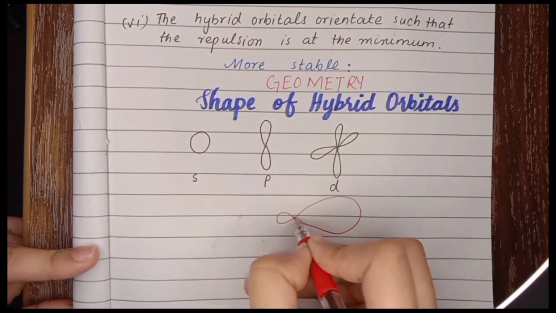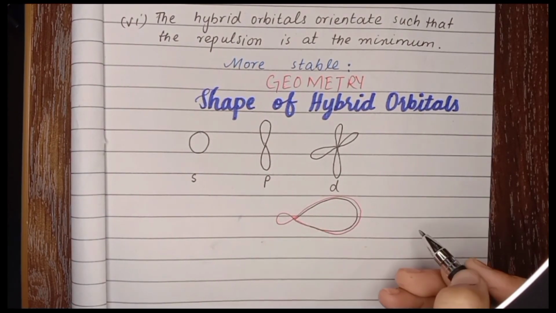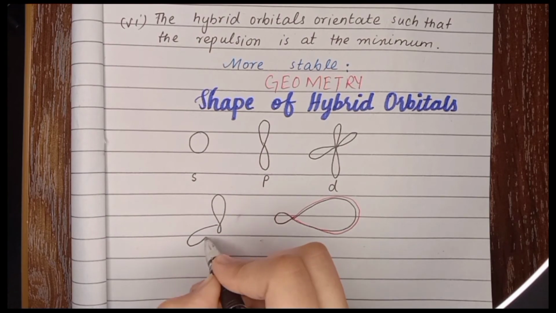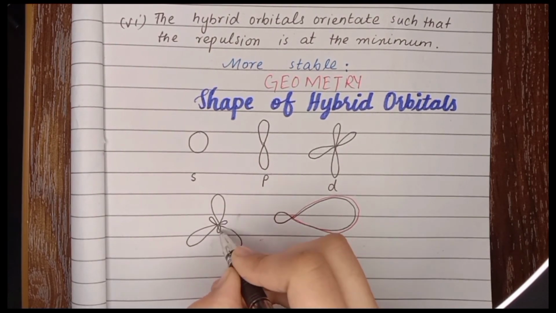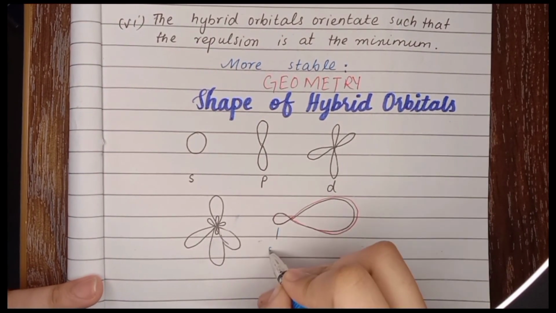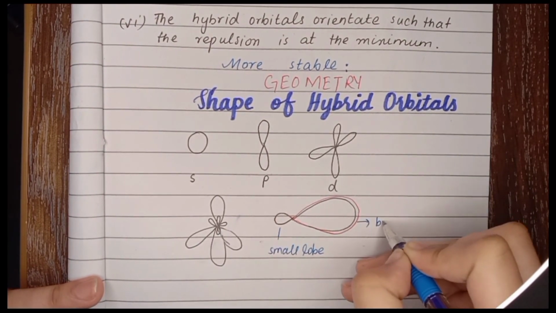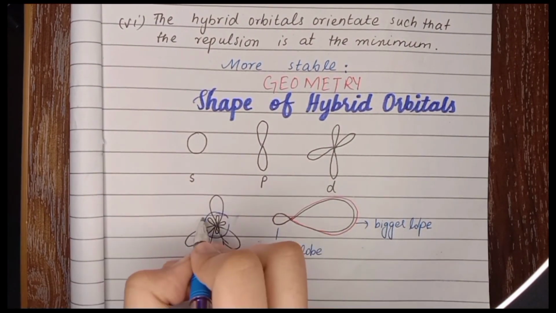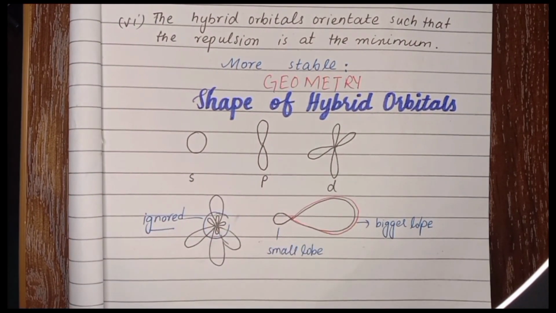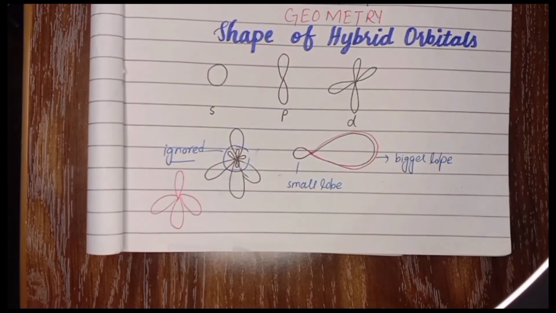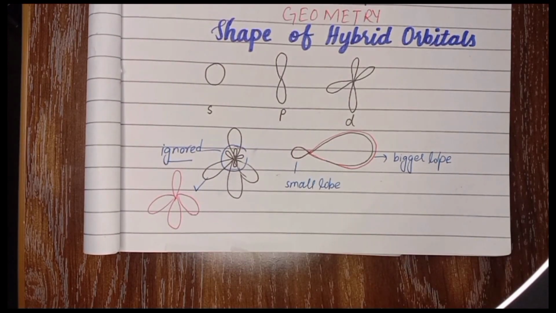When the orbitals are hybridized, there is a bigger lobe and a smaller lobe. Most of the time, the smaller lobe is ignored in the structure drawing, like in the structure of CH4. We ignore the small lobe, but the bigger lobe is never ignored, and it is drawn a bit bigger than the normal lobes of a p orbital or d orbital.